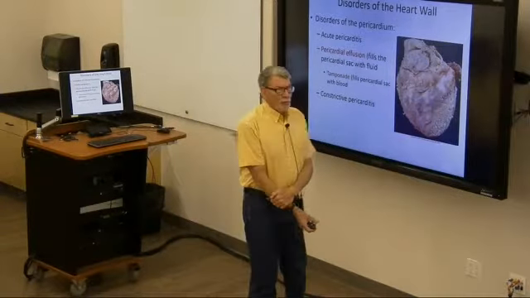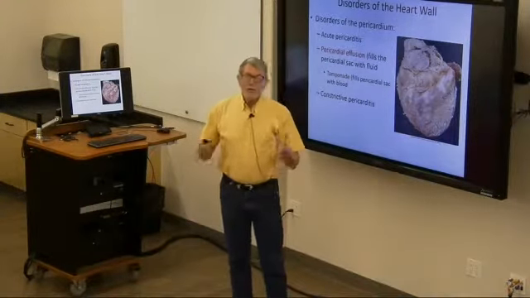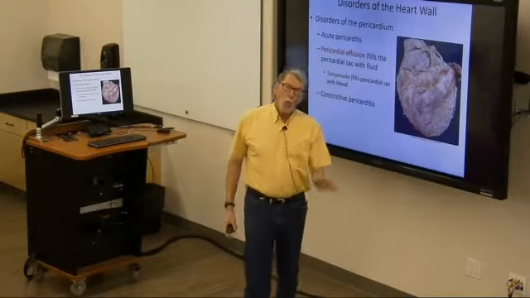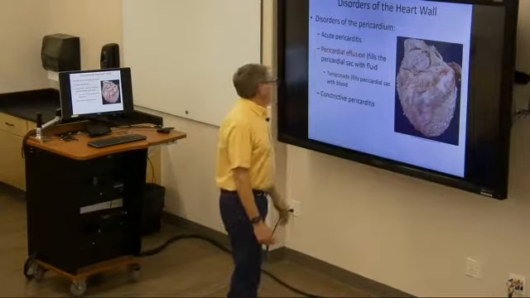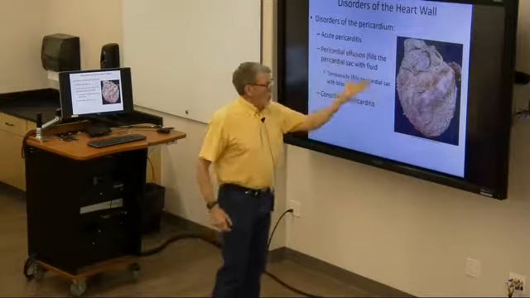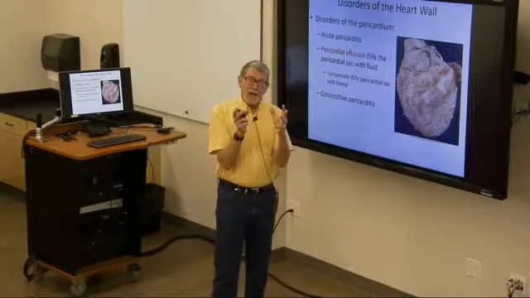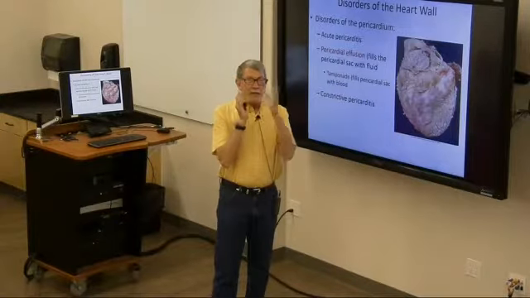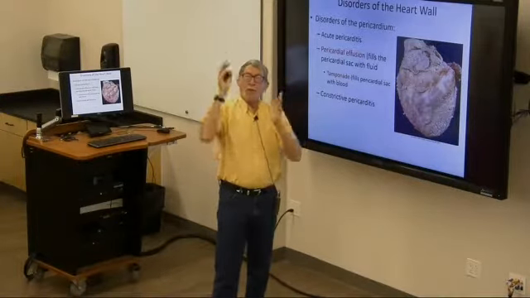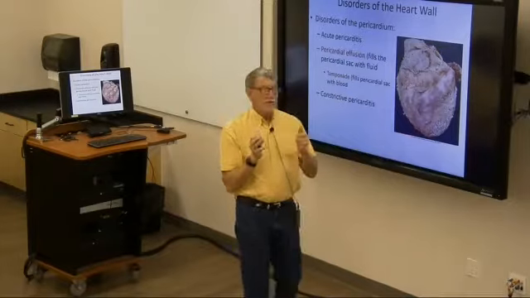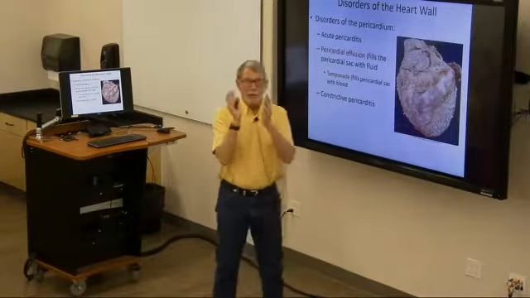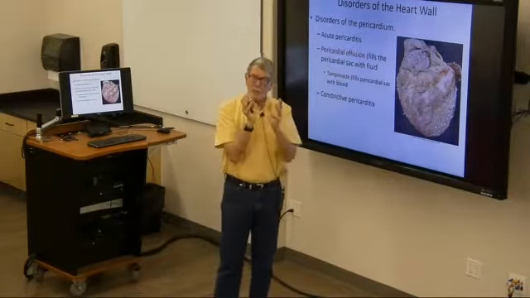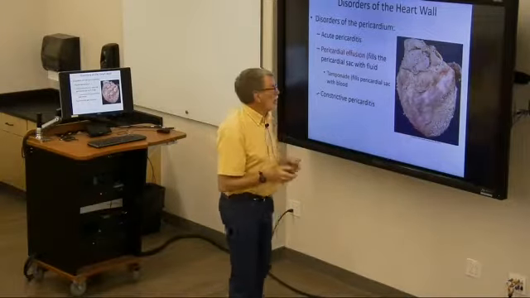Let's look at some of the diseases that can affect the actual heart wall. Let's look at the pericardium first. The pericardium is the sac that surrounds the heart. It's full of fluid. It allows the heart to move in there without rubbing against your lungs, causing damage to both the heart and the lungs. Gives you this nice little fluid-filled bag to do its job in.